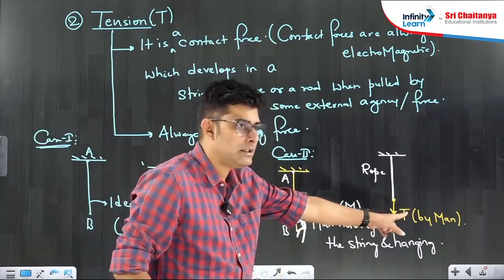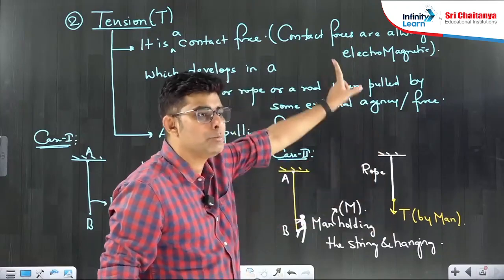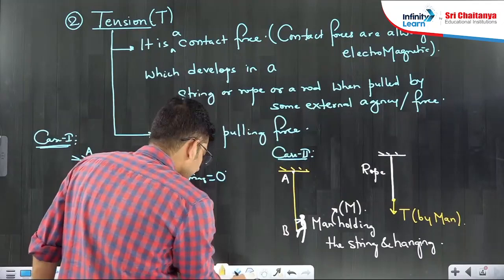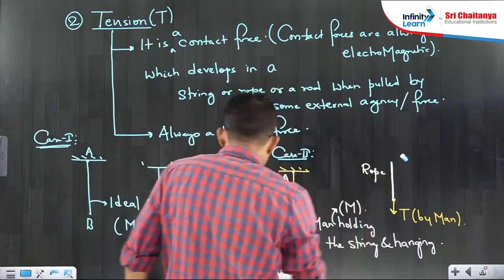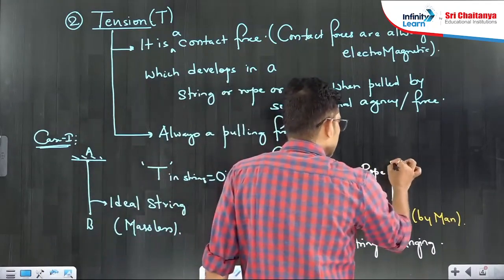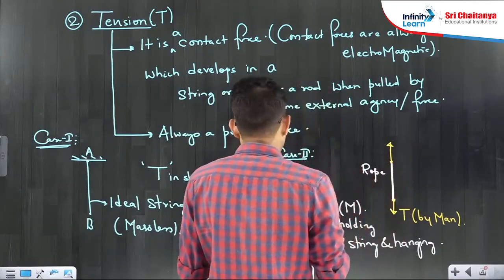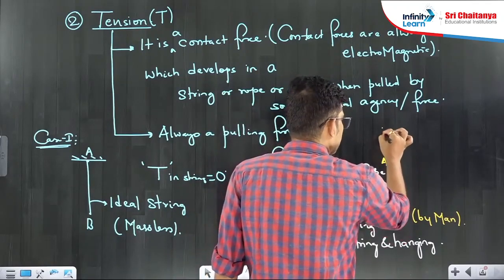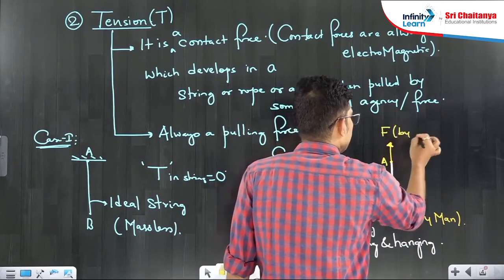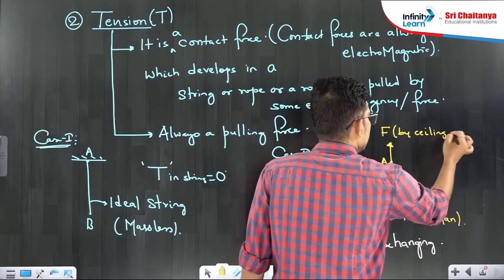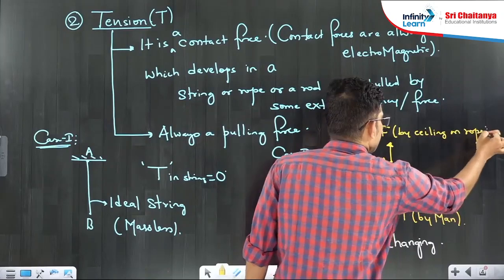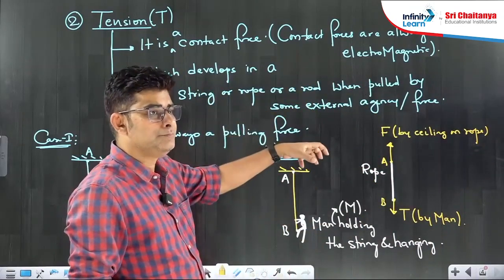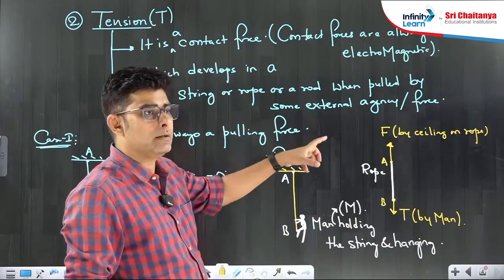So here you can see, when the rope is being considered, what are the forces acting on the rope? It is tension by the man, and the ceiling will also pull it up, so there will be a force by the ceiling also upwards. So here, instead of drawing the ceiling, I am writing one more force which will act at the topmost point. If I take this point as A and this point as B, here also a force will act. This is F, this is by ceiling on the rope. Ceiling is pulling the rope. So all are clear.